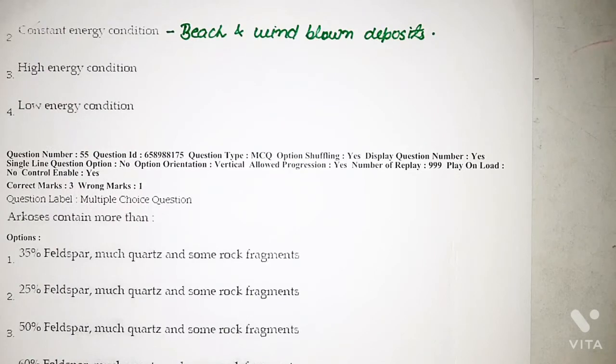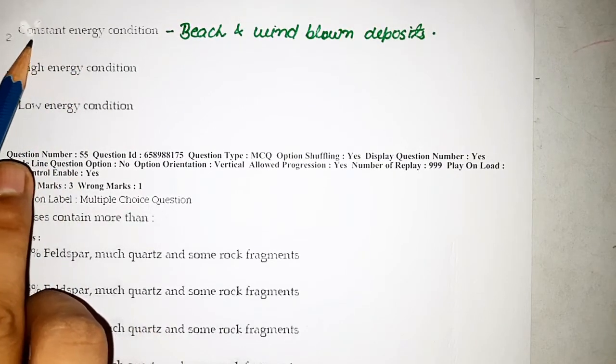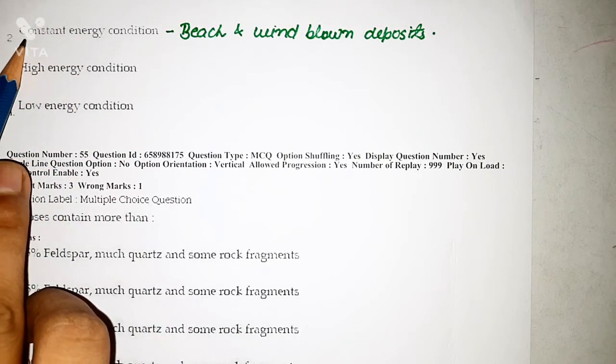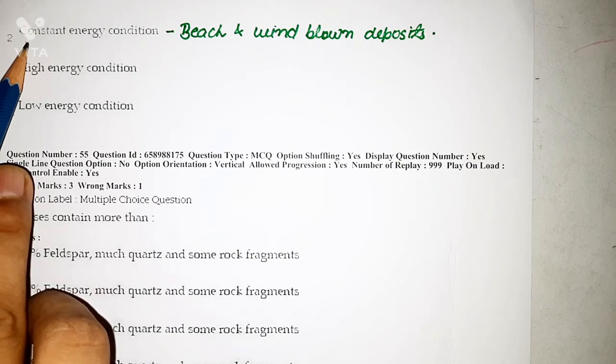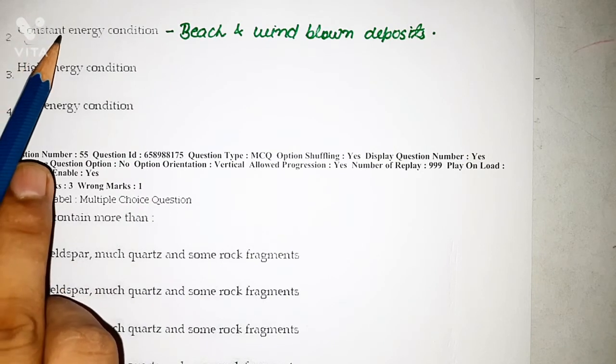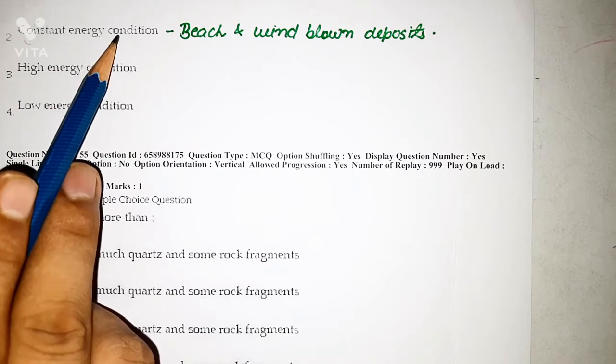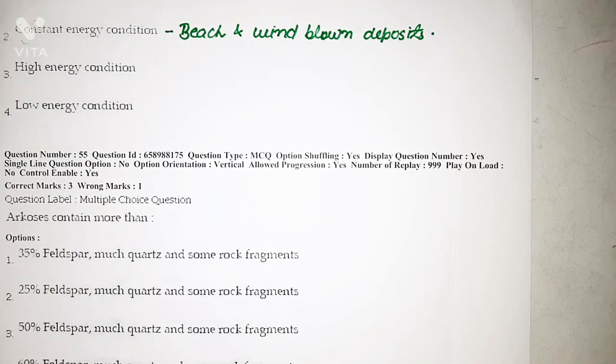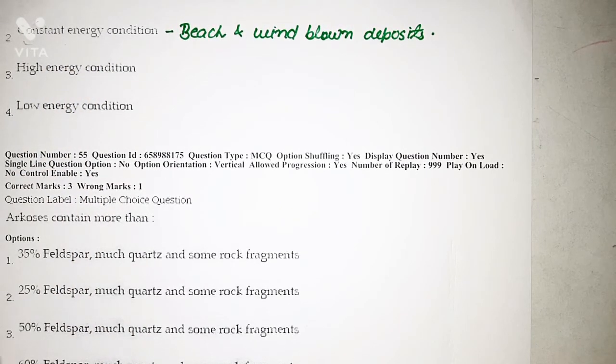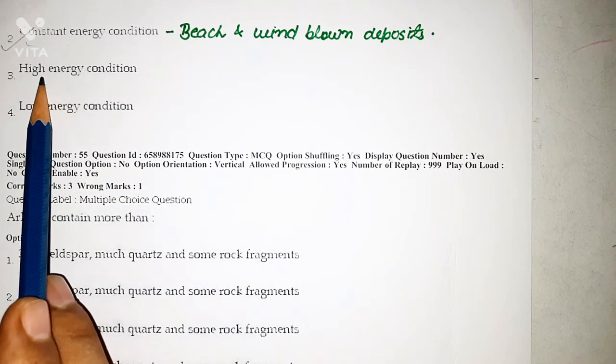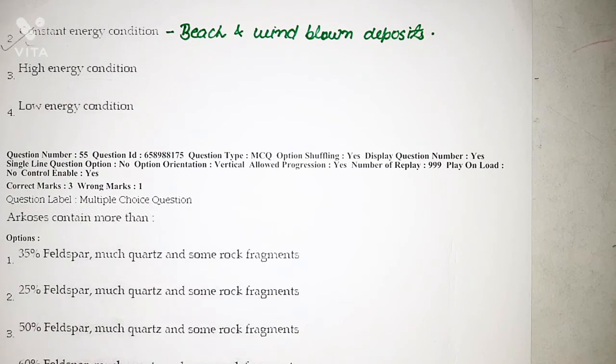Second one is constant energy condition. You will get constant energy condition in beach deposits and wind-blown deposits, and in both of these transporting mediums, energy condition is usually constant, and these are characterized by well sorted sediments. So the correct answer of this question will be constant energy condition. Comment down below which type of sorting is responsible for high energy condition and low energy condition.